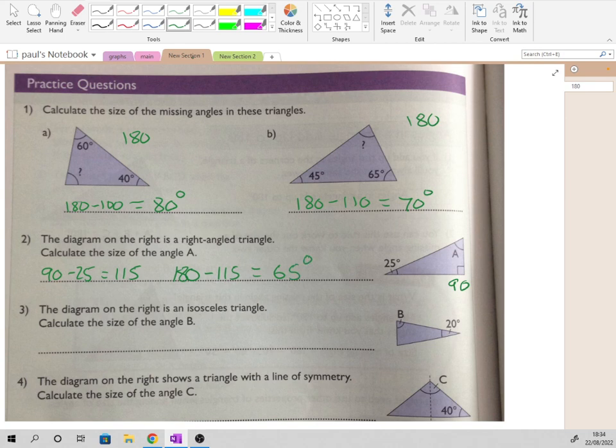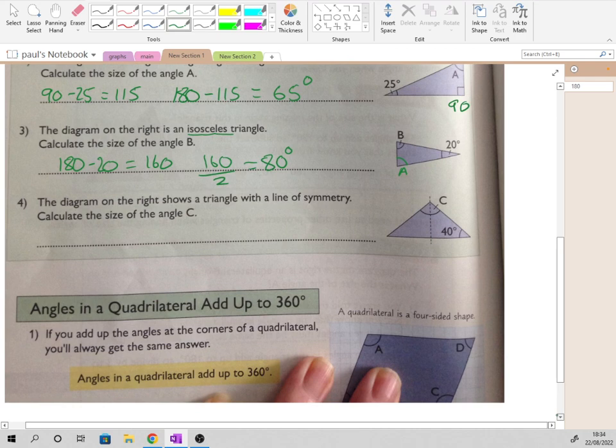The diagram on the right is an isosceles triangle. Calculate the size of angle B. Now, if we take away what we know, we've got 180, take away the 20, which equals 160. So 160 is shared by these two angles there. So to calculate the size of angle B, because these are exactly the same as each other, we just need to go 160 divided by 2 equals 80 degrees.